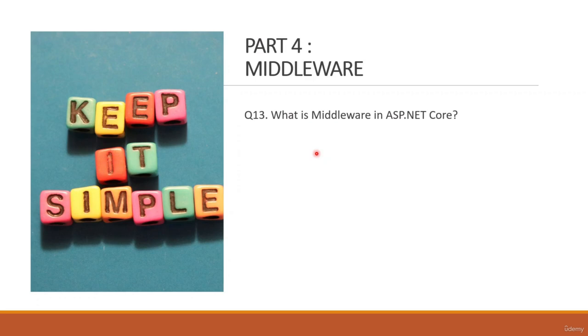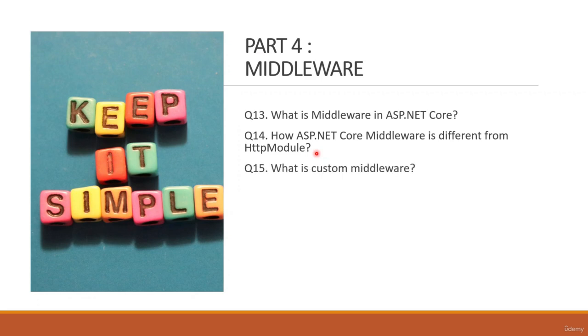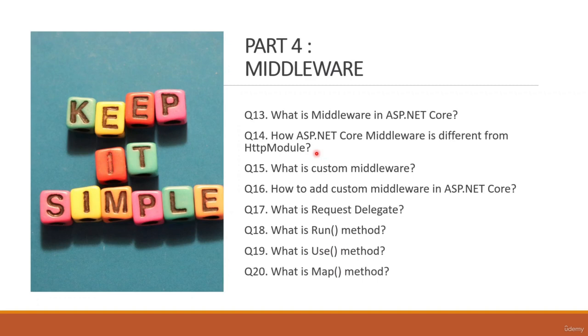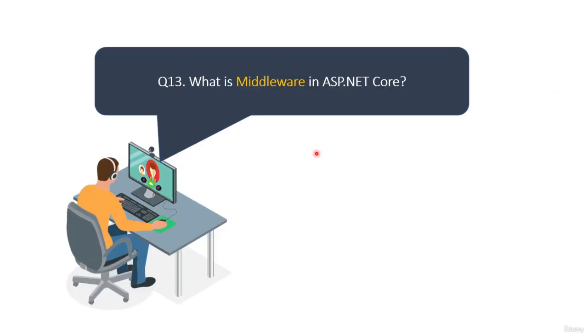What is middleware in ASP.NET Core? How is ASP.NET Core middleware different from HTTP modules in ASP.NET Web Forms? What is custom middleware? How to add custom middleware in ASP.NET Core? What is a request delegate? What is the Run method? What is the Use method? What is the Map method? So let's jump into the first question.